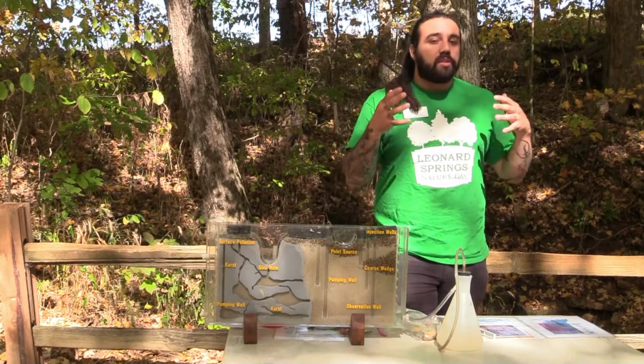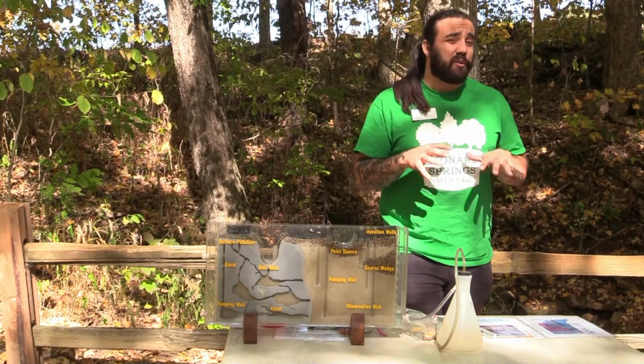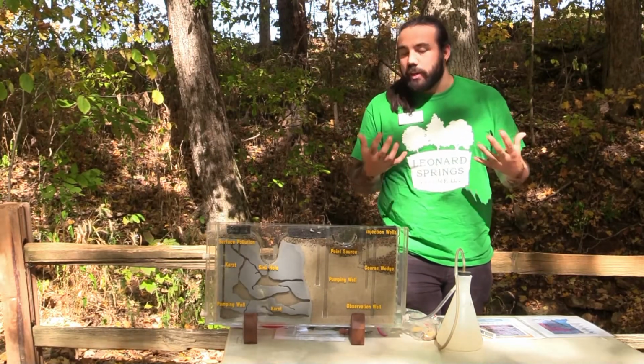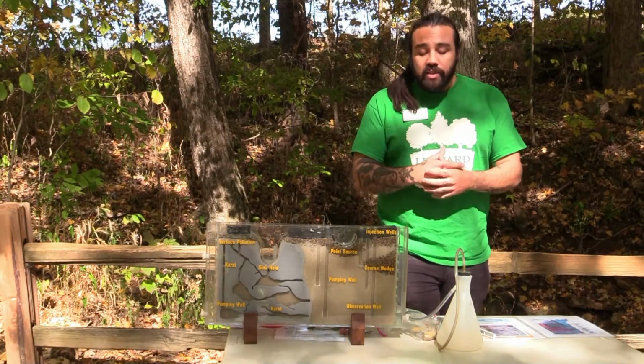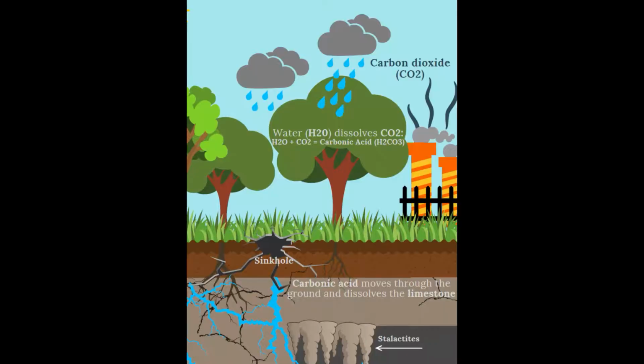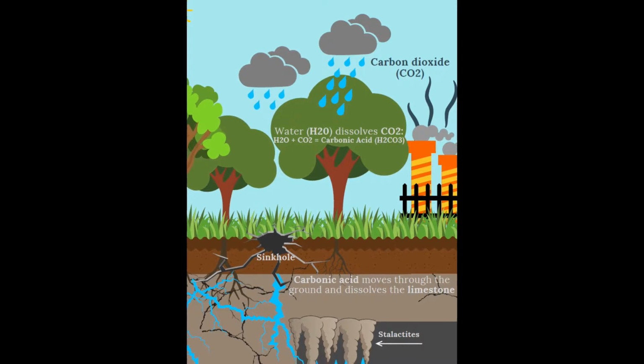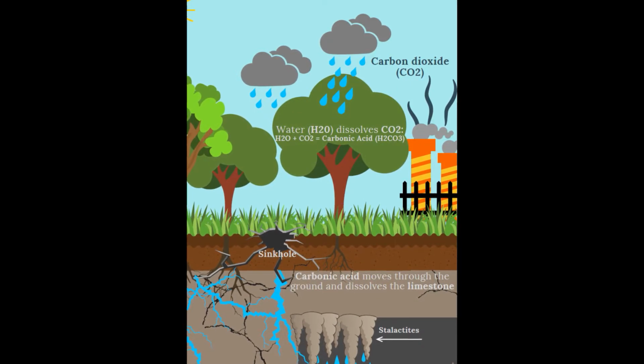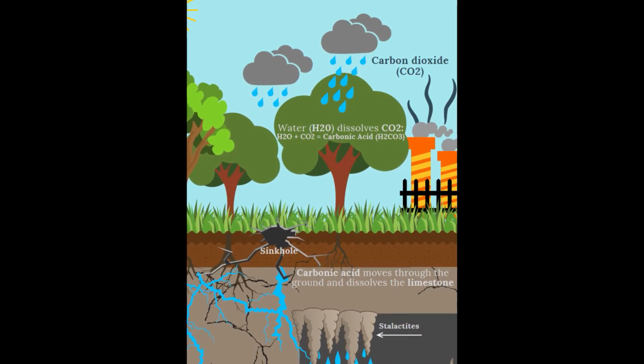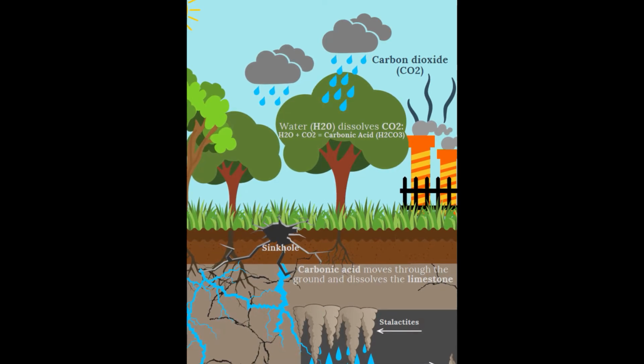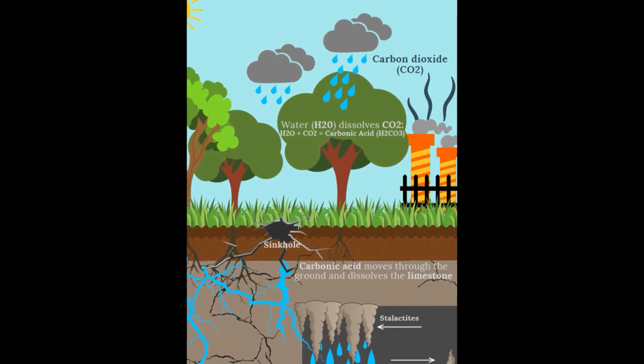In order to understand why limestone is perfect for karst formations, we need to get a little more into what exactly causes them. Typically our karst formations are going to be caused by moving water. This could be groundwater or surface water. Any sort of moving water is going to carve out those stones and it's going to form our karst formations.